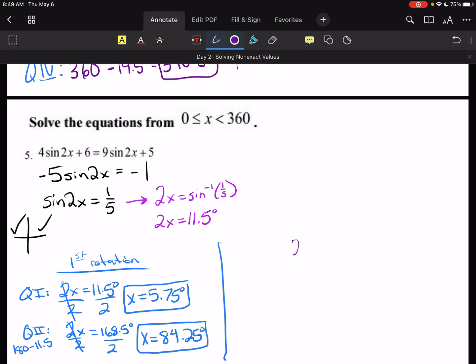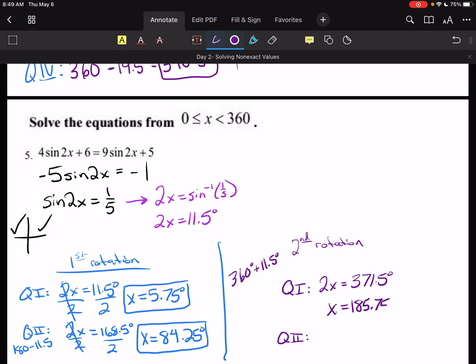Now let's look at the second rotation. So we're still looking at quadrant 1 and quadrant 2. So quadrant 1 rotation, for the second rotation, I would add 360 to the 11.5. And that would give me 2x equals 371.5. Dividing that by 2, I get 185.75.